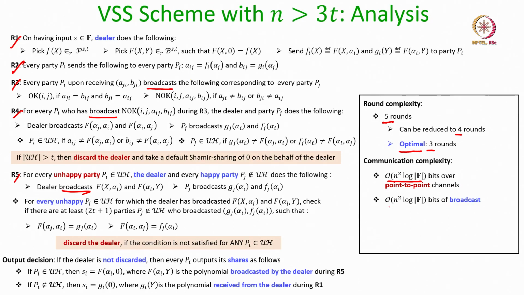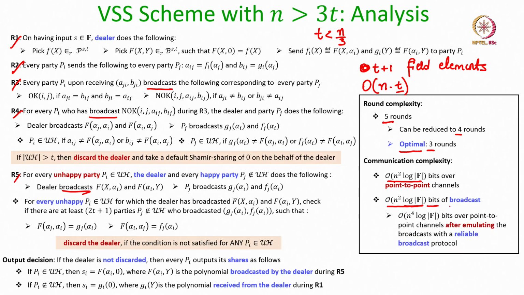Over the broadcast channel, also we have a communication of n square log of field size number of bits. This is because there could be up to t parties in the unhappy set, and for every unhappy party, the dealer makes public the row and column polynomials. So, the row polynomial will be a t degree polynomial. So, it will be represented by t plus 1 field elements, because those will be the coefficients of the polynomial. So, altogether order of n times t field elements may be broadcasted by the dealer, and since we are working with the condition t less than n over 3, asymptotically t is always order of n. So, order of n square field elements are broadcasted, and each field element can be represented by log of field size number of bits. So, in terms of bits, that is the amount of communication done over the broadcast channel.